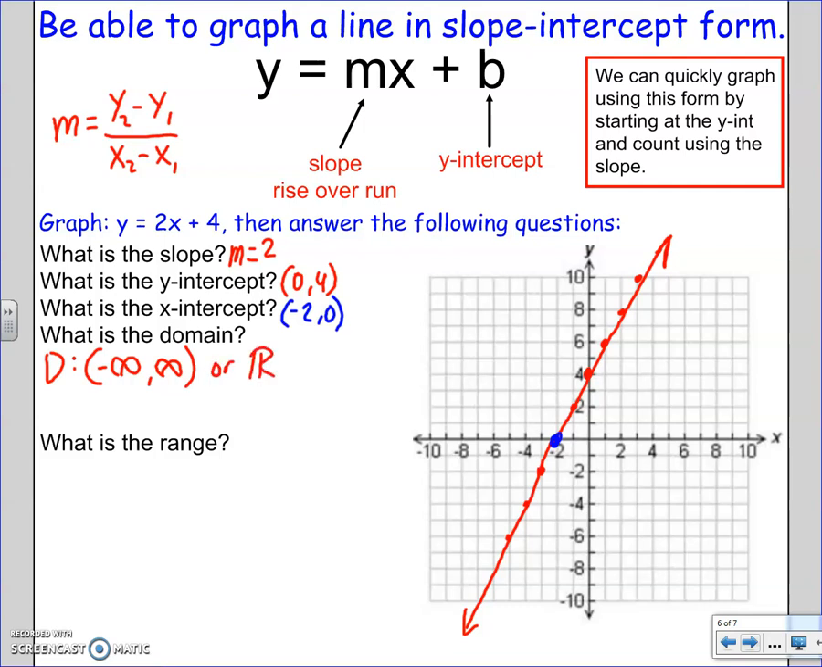Range, same thing. But it's how low does this graph go? The graph goes down forever. This arrow goes down forever, so it will be negative infinity. All the way to positive infinity, it goes up forever, or all real numbers.